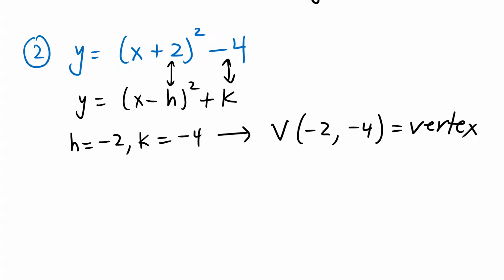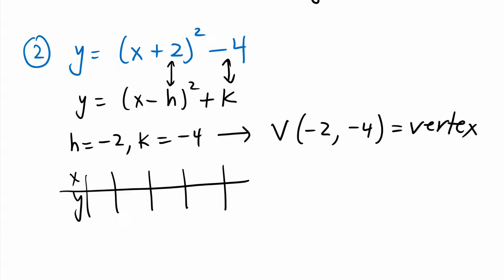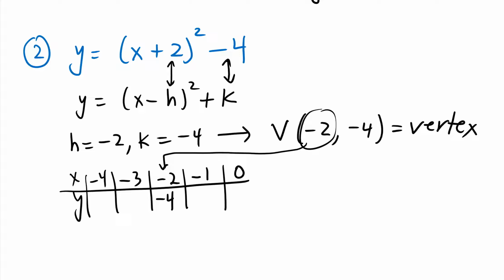Vertex is the key to graph such a function. As soon as you get the vertex, this is how you get the table of values. This x value from the vertex goes in the middle of the table. On the number line, what comes to the right of -2 is -1, then 0, and to the left -3, -4. This one we found the y value, -4.